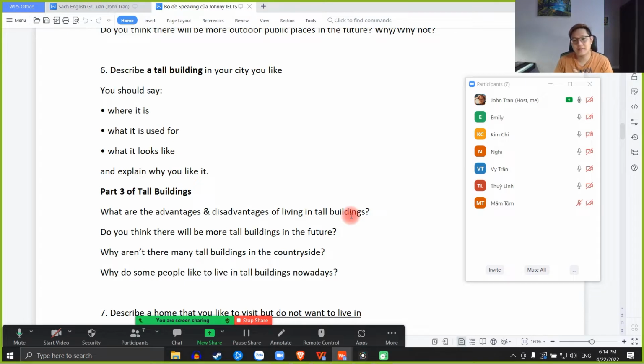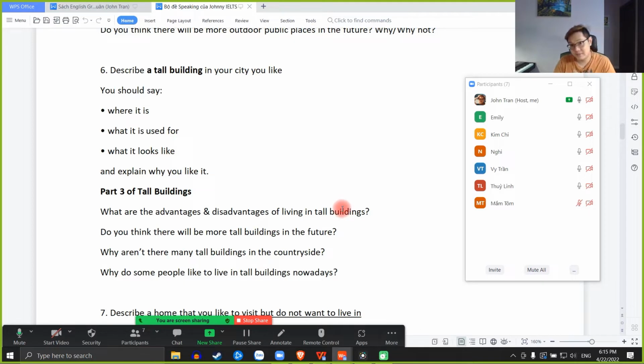Disadvantages. You can also talk about what else then? You can just stop there because it's like six sentences already. Just one more disadvantage and it's fine. Like six, seven sentences. As long as you answer the question correctly, then it's fine.